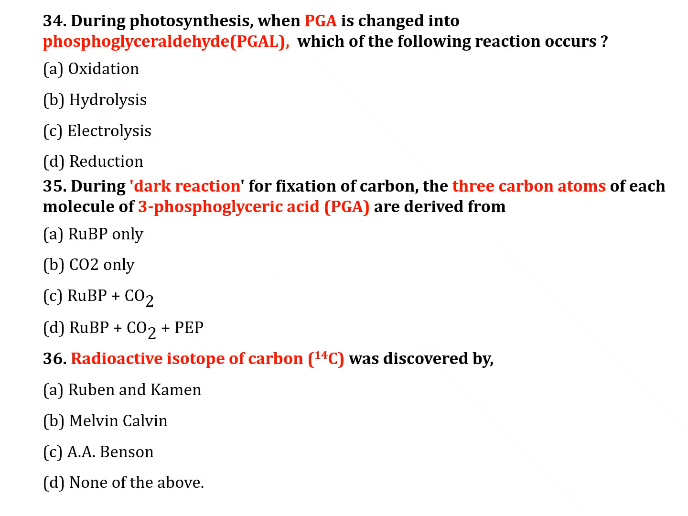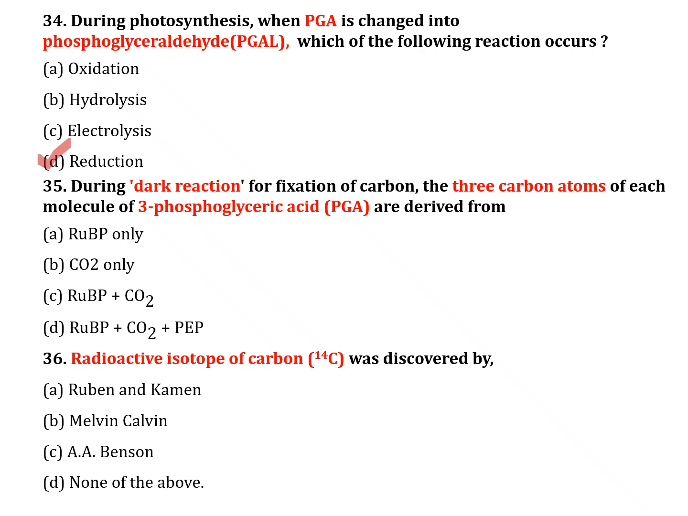The next question, number 34. During photosynthesis, when PGA is changed into PGAL, which of the following reactions occur? Option A, oxidation. Option B, hydrolysis. Option C, electrolysis. Option D, reduction. The correct answer is option D, reduction.